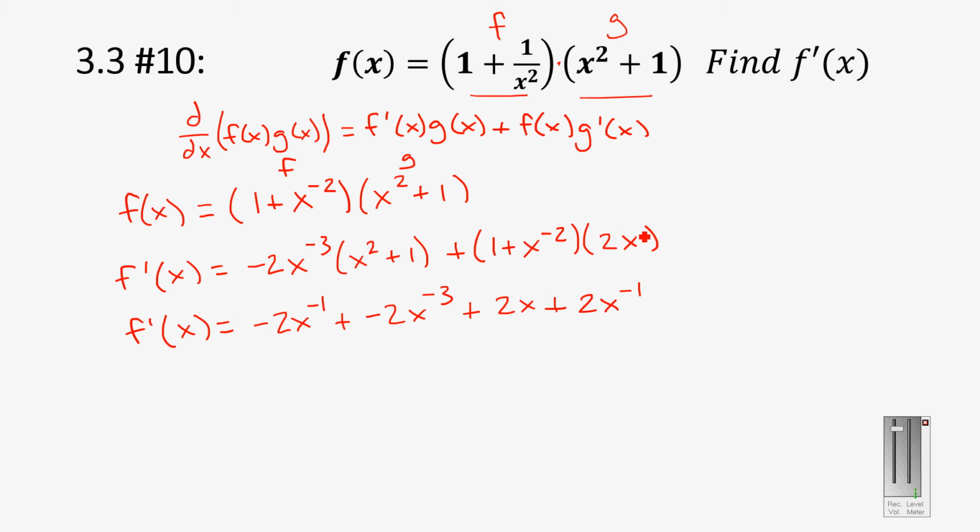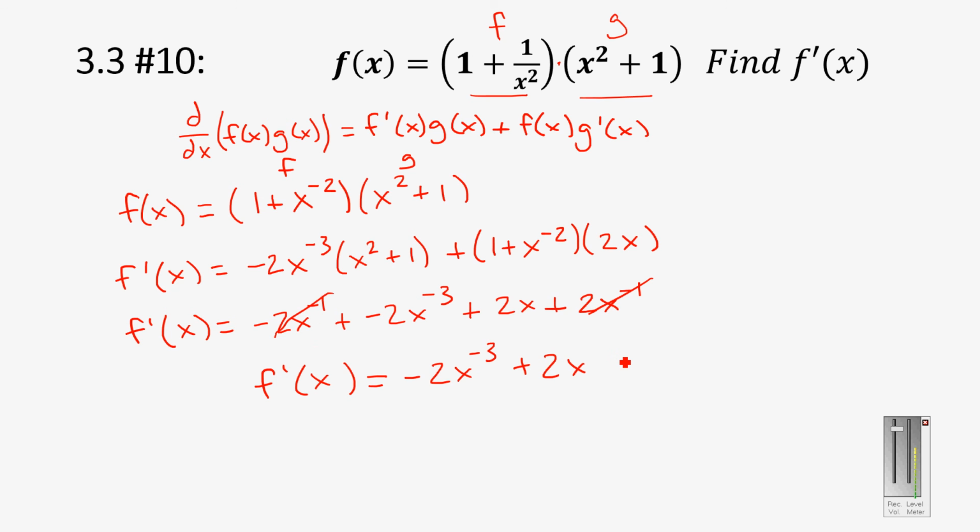Yeah, because this is actually 1, so those exponents also add. And that actually kills off a couple terms, making it easy. This negative 2x to the minus 1 goes away, this positive 2x to the minus 1 goes away, and the derivative actually equals negative 2x to the minus 3 plus 2x.